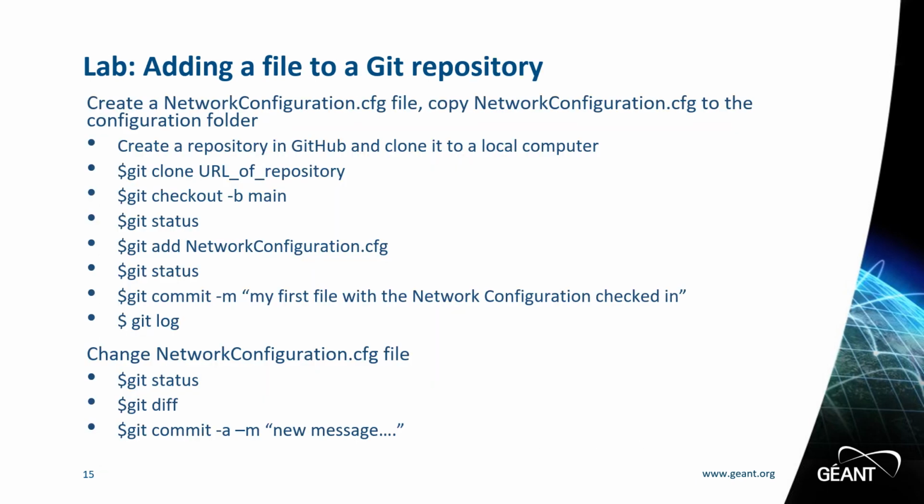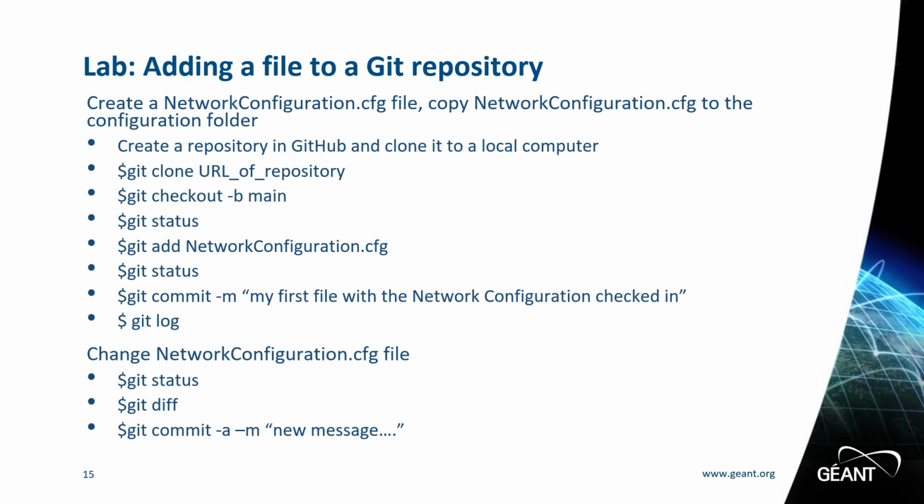We will end this part with a lab exercise that combines many of the commands we have looked at throughout the learning unit. The first task is to add a file to a Git repository. Start by cloning the repository to which you want to add the file. Then check out, create the main branch. Next, check the status of the branch. Then add the new file, network configuration.txt, to the repository. Check the repository status again, then commit the changes to the branch, and finally inspect the log of the Git.